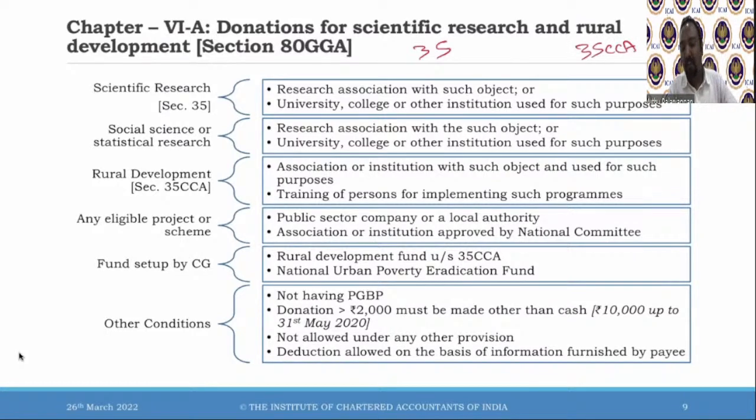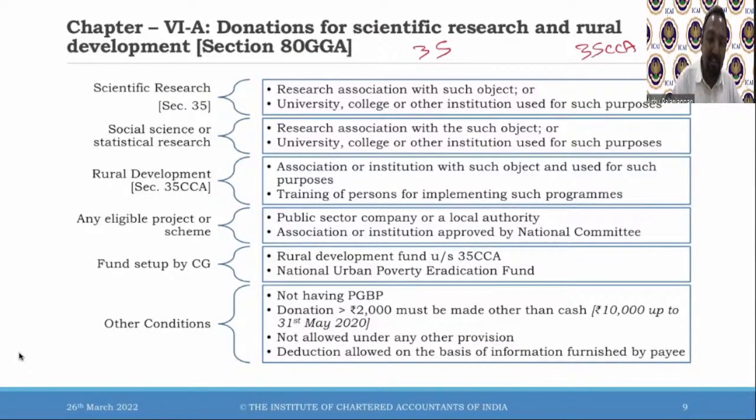So section 35 provides that if you are giving money to certain institutions or universities, whatever donation you have made is eligible for deduction. Similarly, for rural development, if you are spending money on eligible projects, you are eligible for a deduction. So this is 35CCA. I'm not going to explain this section, but the concept, which you would probably already have discussed in section 35 and 35CCA, is what we are going to see here.